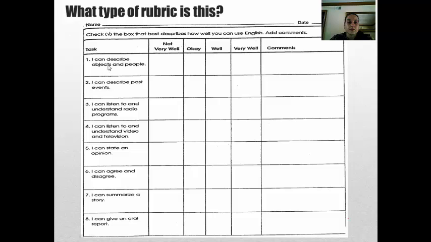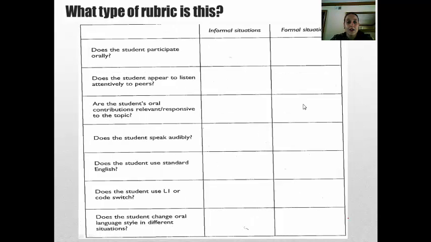Here, it's talking about how well you can use English. This is actually an example of a self-assessment, but you can see that tasks have been broken up and that each task is rated in a different way, which tells you that it's analytic. This is also analytic. It's a little bit different because this would be informal, this would be formal, but it's broken up in terms of what the student can do.